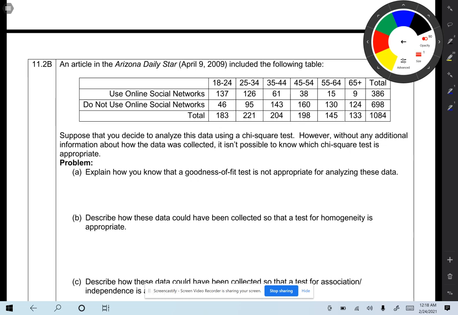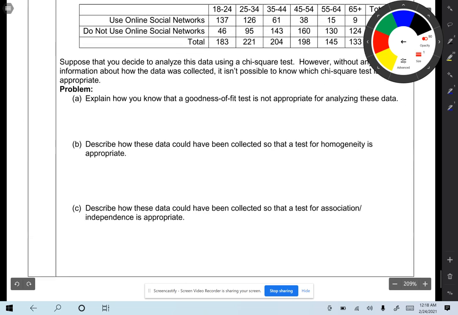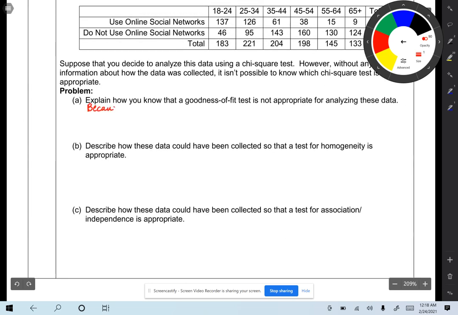And here are some questions. Suppose that you decide to analyze this data using a chi-square test. However, without any additional information about how the data was collected, it isn't possible to know which chi-square test is appropriate. So, example A, explain how you know that a goodness of fit test is not appropriate for analyzing these data. So, hopefully, right away, when I mentioned that you had age alongside the top and then social network preference along the other side, you would know that this would not be appropriate for a goodness of fit test because there are either two variables or two or more populations, so a goodness of fit test is not appropriate.